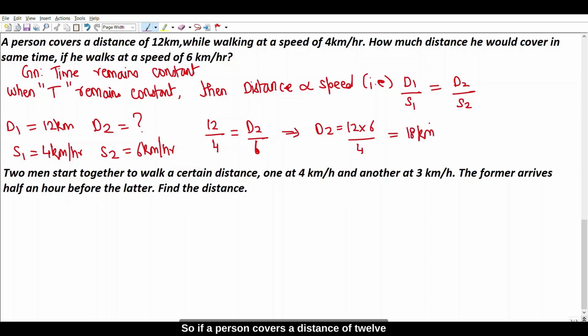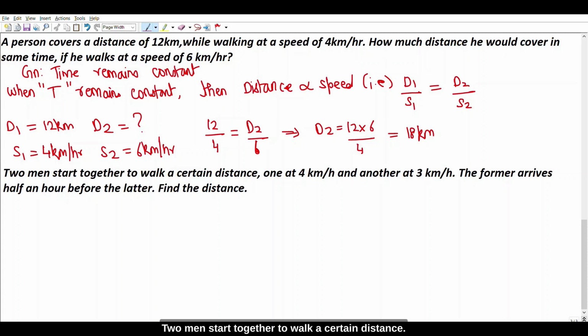So, if a person covers a distance of 12 km walking at a speed of 4 km per hour, he can cover 18 kilometers if he walks at 6 km per hour, provided that the time remains constant for both the journeys. When time remains constant for multiple journeys, then distance becomes directly proportional to the speed as we discussed in the concept. Let us solve one more problem.